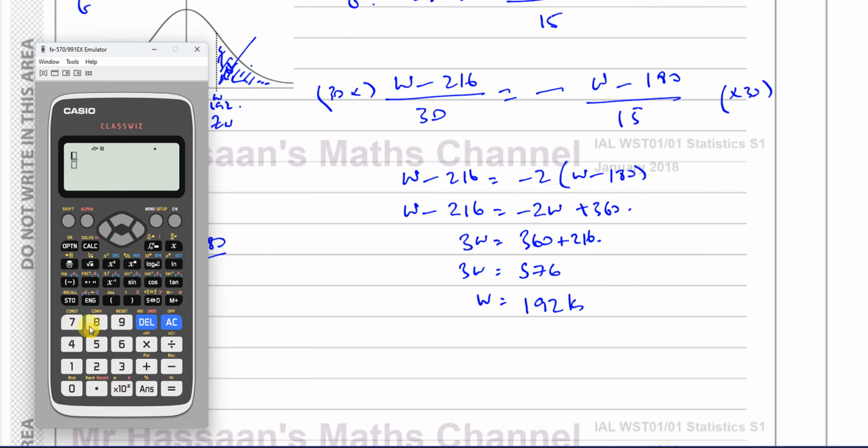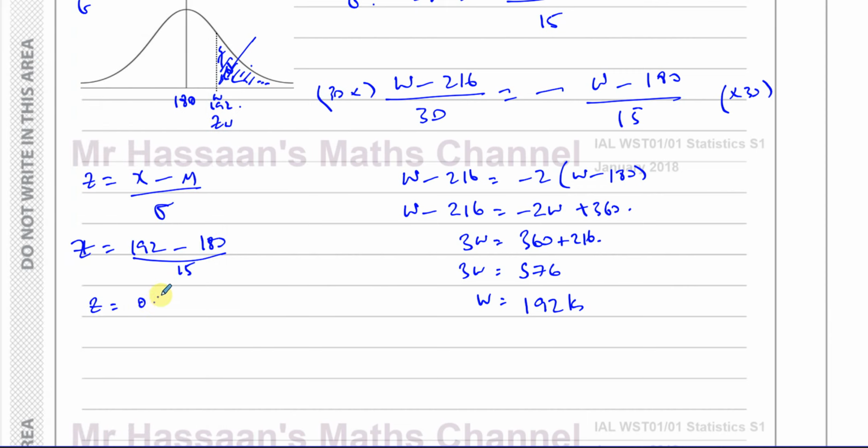Let's do it like this. 192 minus 180 divided by 15 gives us 4/5, which is 0.8. So the Z value for this is 0.8. So we're looking for the probability that Z is greater than 0.8, which is the same as 1 minus the probability that Z is less than 0.8, because I want to find this area over here.